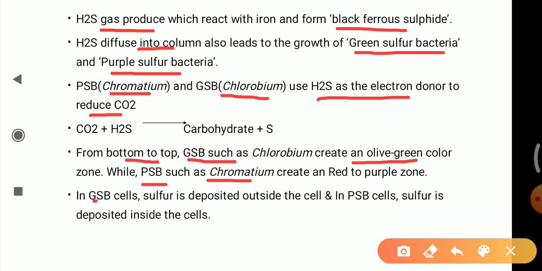In green sulfur bacteria cells, sulfur is deposited outside the cell, and in purple sulfur bacteria cells, sulfur is deposited inside the cell.